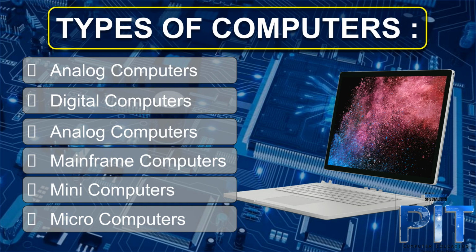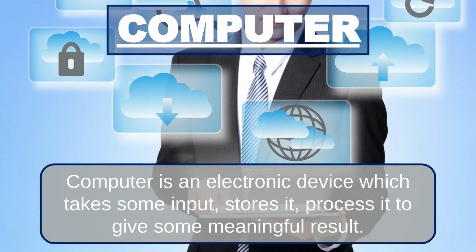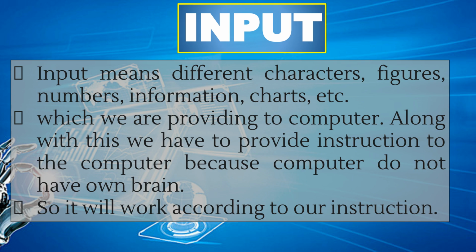There are different types of computers, including analog, digital, mainframe, mini, and microcomputers. A computer is an electronic device that takes input, stores it, and processes it to produce meaningful results. Input consists of various characters, figures, numbers, information, and charts provided to the computer. Instructions must also be provided, as computers lack their own brains and operate based on our direction.